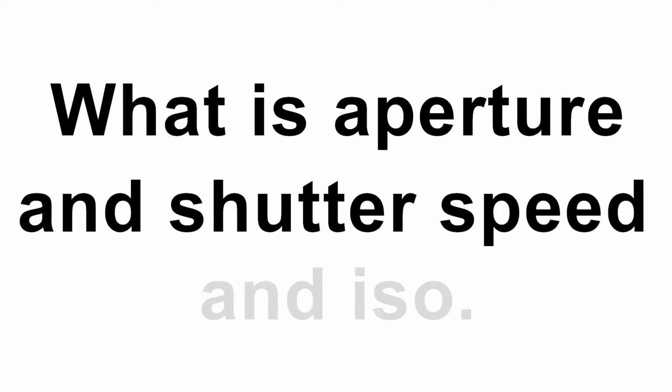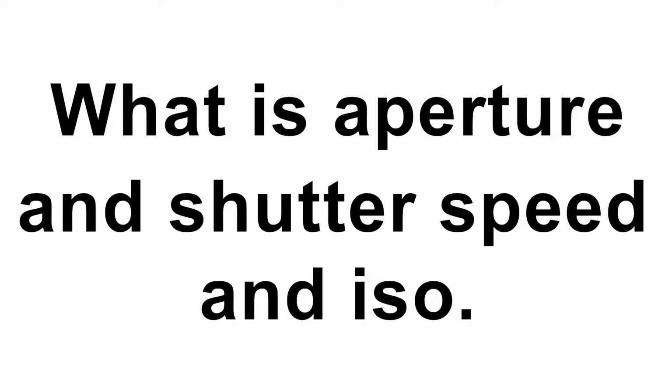But first things first, I have to explain what aperture, shutter speed, and ISO are, and why if they're set wrong, you're going to get blurry photos. Without further ado, let's get into talking about those. Let's start by explaining aperture.